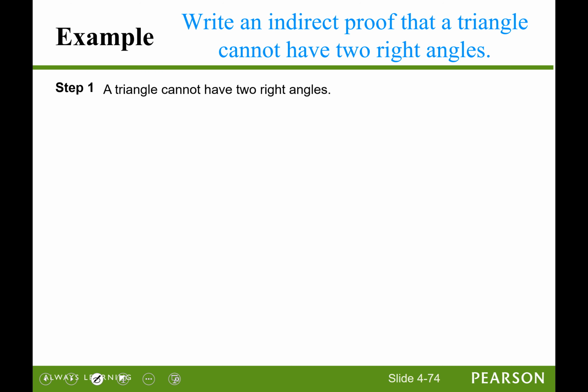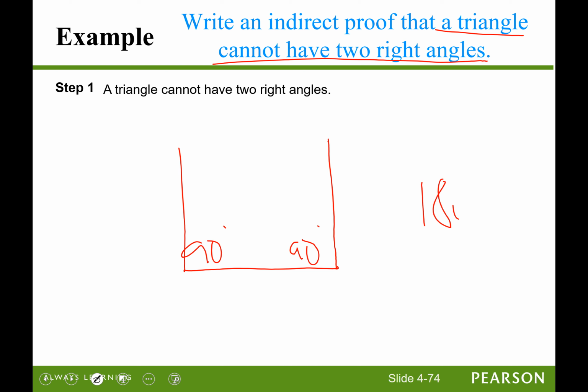Let's try one. Write an indirect proof that a triangle cannot have two right angles. A triangle cannot have two right angles, it's a true statement. If I do one right angle and then a second right angle, the figure won't close. 90 degrees plus 90 degrees is already 180 degrees. So we know a triangle cannot have two right angles. We just need to prove it now.